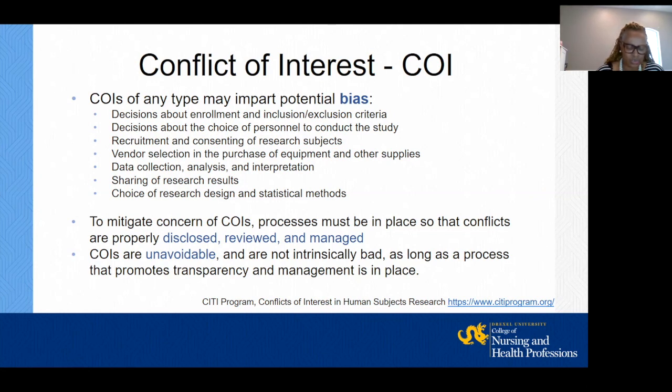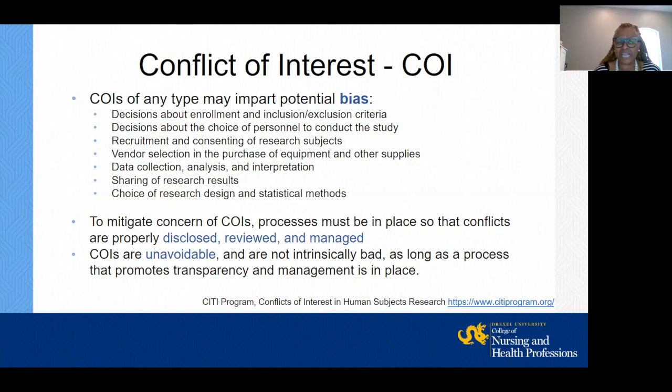And so that includes, believe it or not, even procurement. Are we using vendors that might have a conflict, a faculty member or a staff member that might have a conflict with a vendor that we're going to buy supplies from? All those things do make a difference.